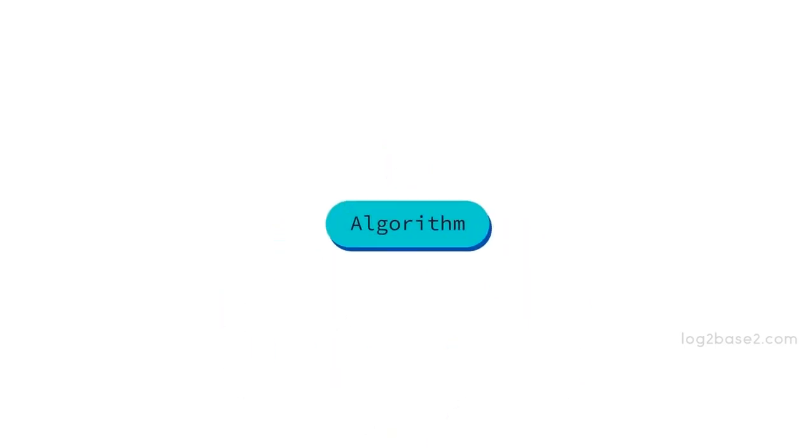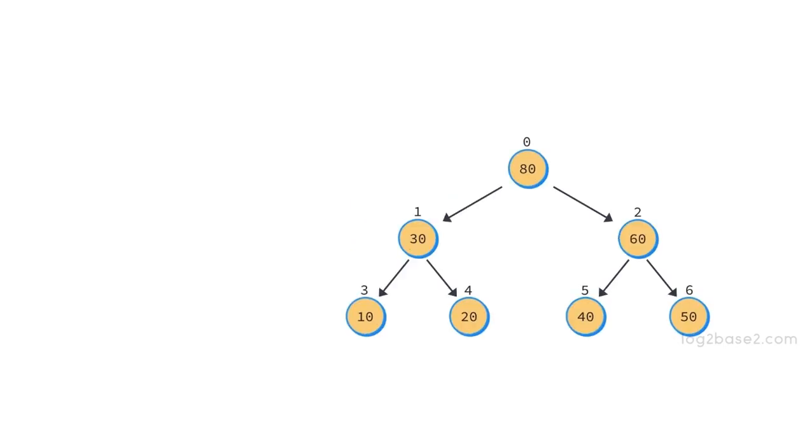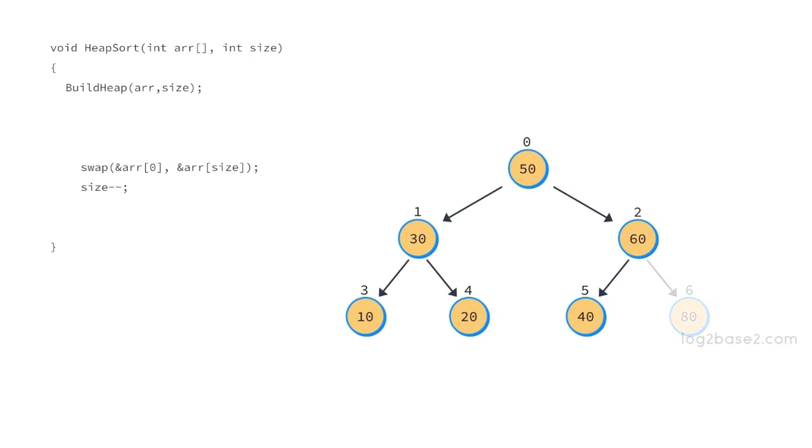Now let us see the heap sort algorithm. So this is the procedure. The first step is calling the build heap function to heapify the array. Then we have to do 3 steps. First, swap first and last elements so that the maximum element reaches its correct position. The second step is to reduce the size by 1 since one element is sorted.